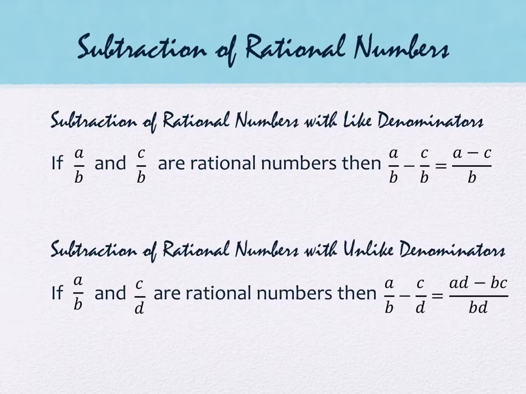A couple other theorems, properties of subtraction. These two feel a lot like where we started with addition at the very beginning of this section. So if you were trying to subtract rational numbers that have the same denominator, we simply subtract across the numerator and the denominator stays the same. So a over b minus c over b is a minus c over b.